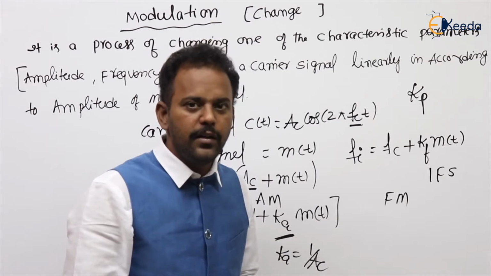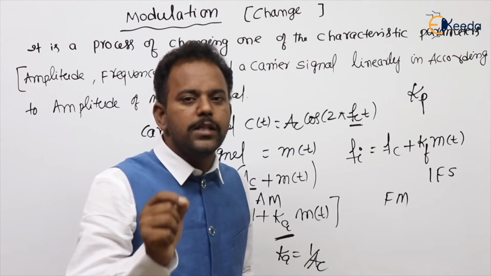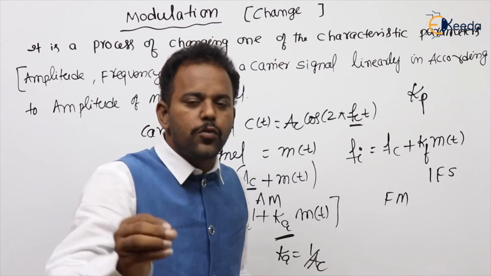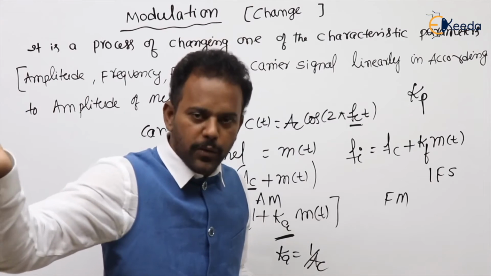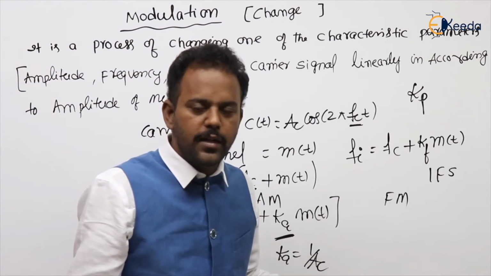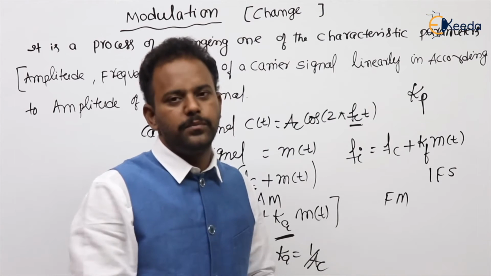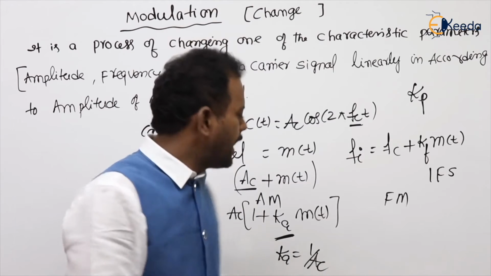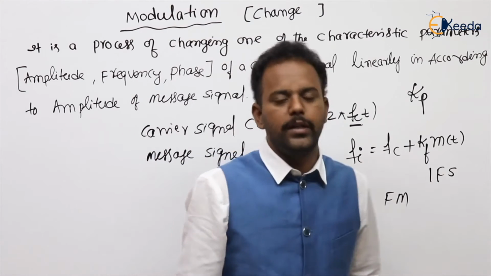What is that question? Why is amplitude modulation famous? Or why is amplitude modulation used for broadcasting? Or why is amplitude modulation used for radio? Everything is the same. Broadcasting and radio mean the same. Broadcasting means one to many. Radio also is the same, one to many. Because of envelope detection. So finally, I'm concluding this.